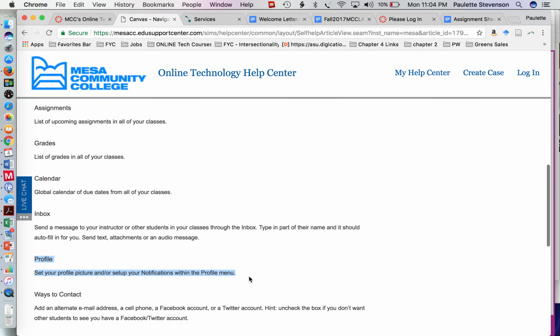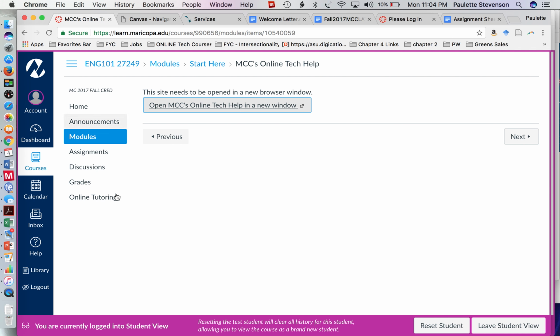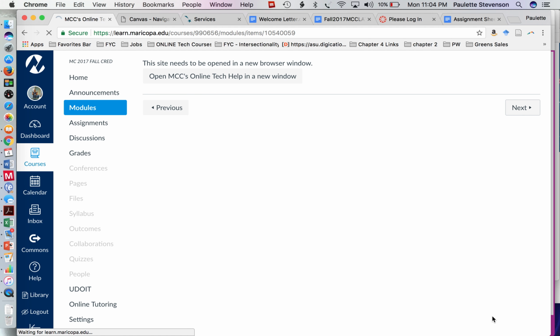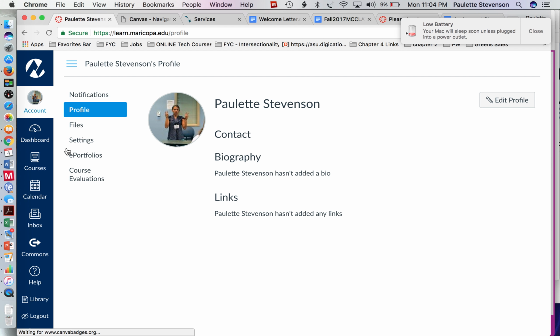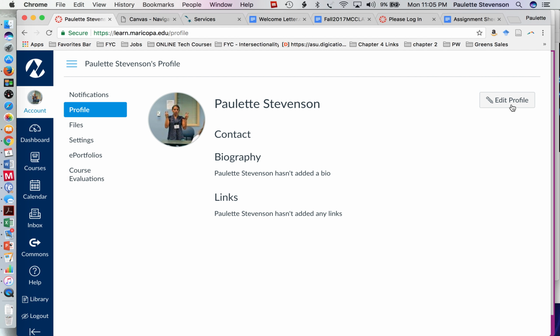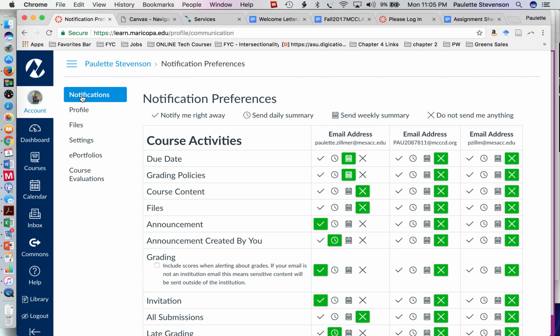So under profile, mine's different, but let's see if I can get to my profile. I'm going to go back. I'm going to leave the student view so that I can actually get to some of this stuff. I'm going to go to my account, and then to my profile. What I'd like you to do over the next couple of days as well is put a picture up here, and put any of the stuff into your profile by editing profile. The other thing I'd like you to do is set up your notifications. This will help you get information on our course, okay?